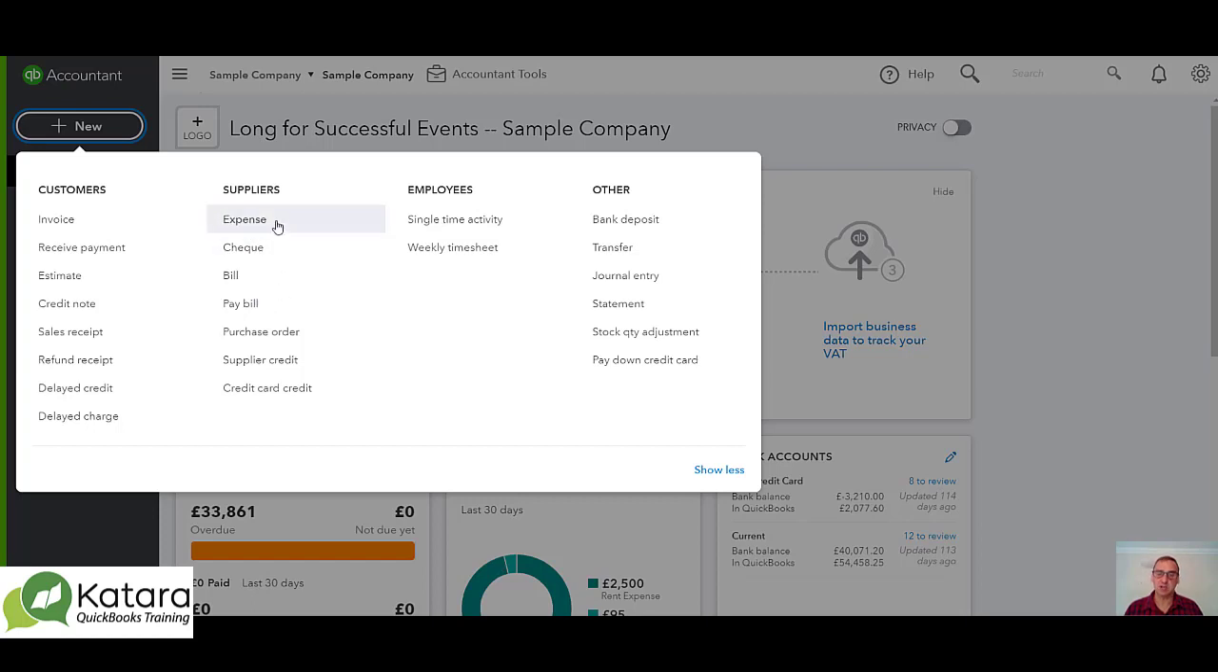If we understand this terminology, we're less likely to duplicate, because what we want to try and avoid is entering a bill and instead of paying the bill off when the amount comes out of the bank, we put an expense in. That's going to duplicate the transaction, duplicate the cost going in, potentially duplicate the VAT. So it's important that we understand this terminology and we understand these transaction screens in QuickBooks.